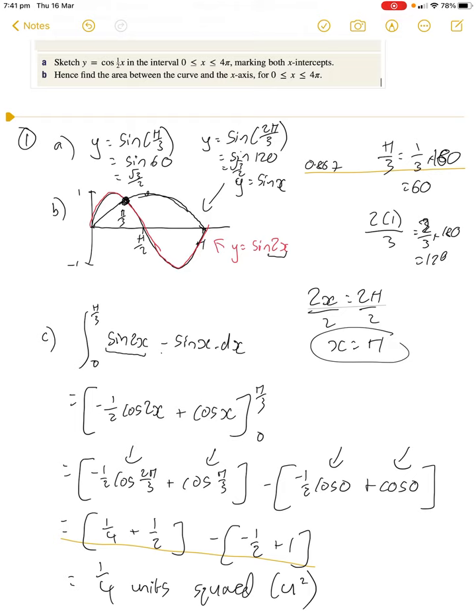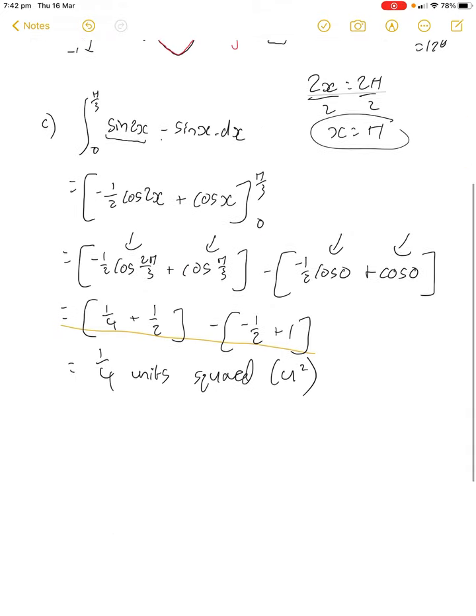So then we've got our second question, and I'm going to leave this up there for you guys to take a look at as well. So you may want to take a little screenshot just so you've got it in front of you and make things a little bit easier as well. There it is, take your screenshot. We're going to sketch that cos curve, and then we're going to find the area between the curve and the x-axis.